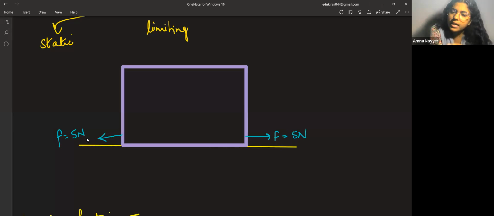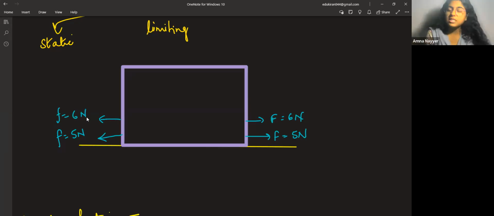It occurs in response to the external force, but there is no net movement. Everything remains static, stationary. The object remains stationary. That's why we call it static friction. Suppose I have increased the force to 6 Newton. Now I am noticing still the object is not moving. It means the value of static friction has also increased up to 6 Newton.